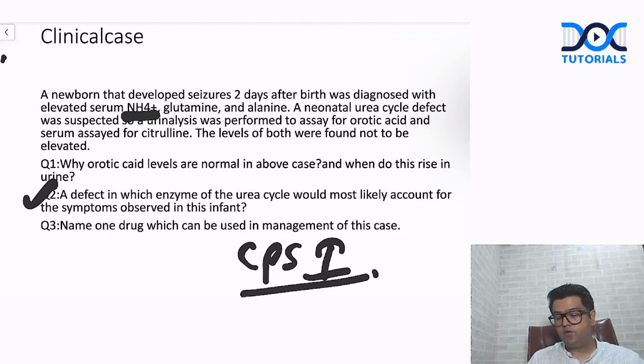Now, try the rest of the question. Why are uric acid levels normal in this case? Because OTC is not deficient. Uric acid levels rise only in OTC deficiency. I told you why, right? Because carbamyl phosphate, which accumulated in the urea cycle, enters into pyrimidine synthesis, and uric acid is one of the intermediates of pyrimidine synthesis. Correct, guys? Name a drug used in management of urea cycle disorders. The answer is benzoic acid. Or you can answer phenyl acetate also. Two answers you can write.